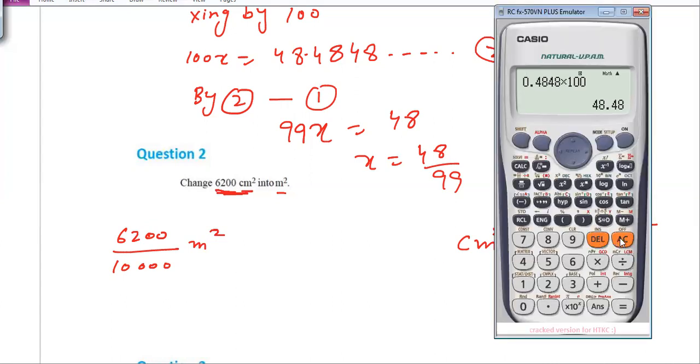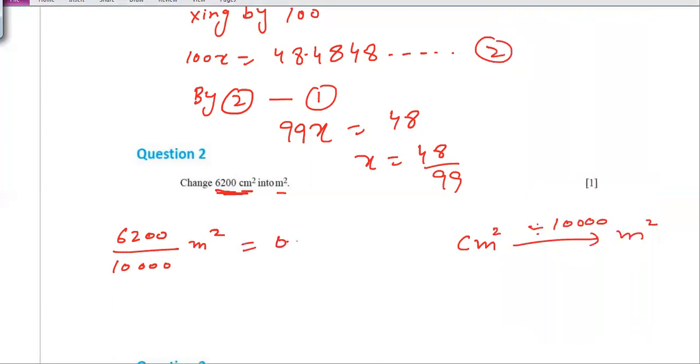Okay, now let's do it. 6,200 divided by 10,000 will be 0.62 meter square.